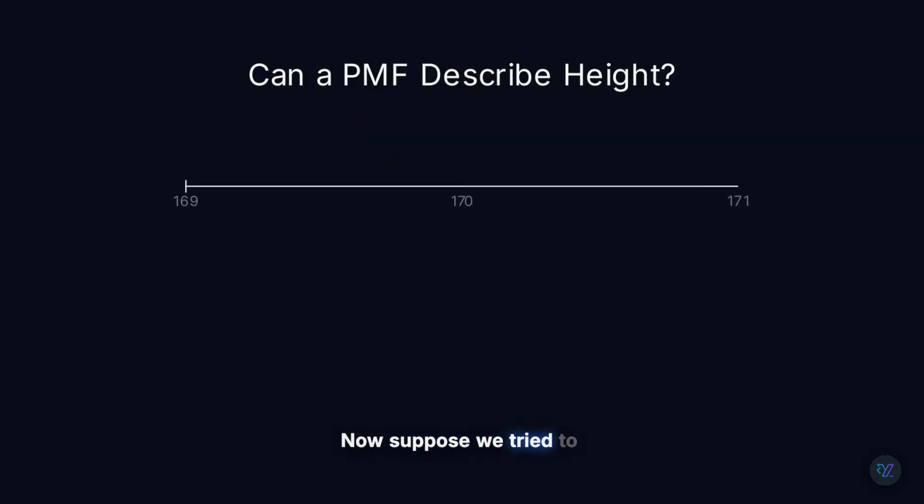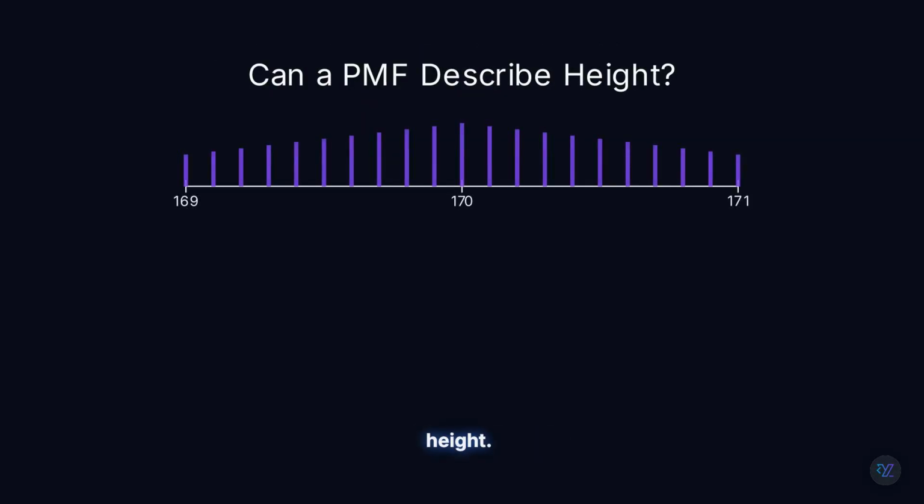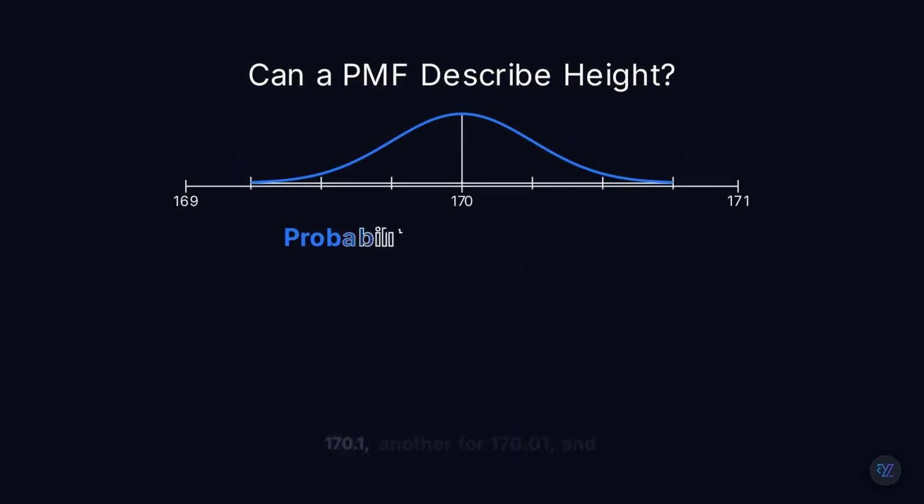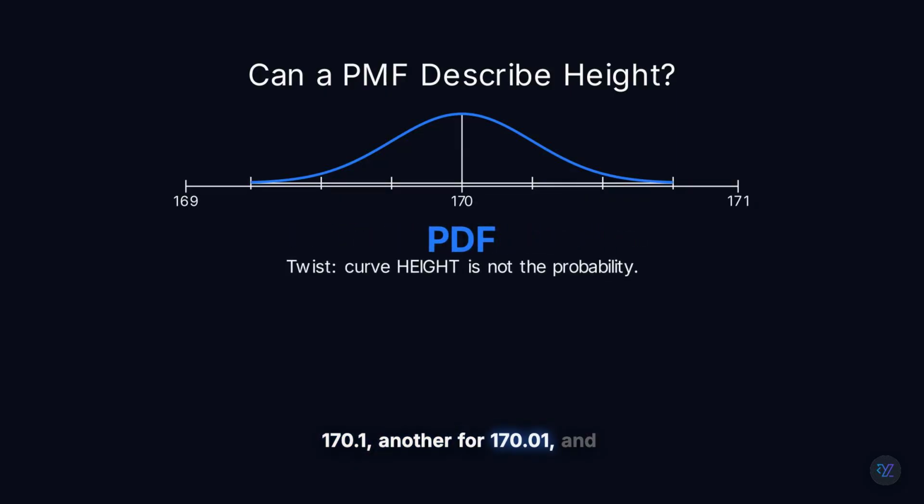Now suppose we tried to use a PMF for human height. We'd need a separate bar for 170 centimeters, another for 170.1, another for 170.01, and infinitely many more values in between. For continuous variables, separate probability bars just stop making sense. So instead of assigning probability mass to individual points, we describe how probability is spread across a range, and that's where the probability density function, or PDF, enters the story.